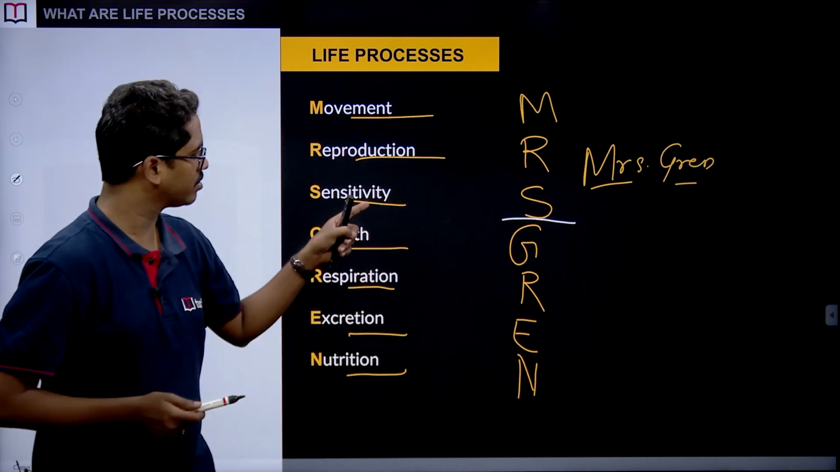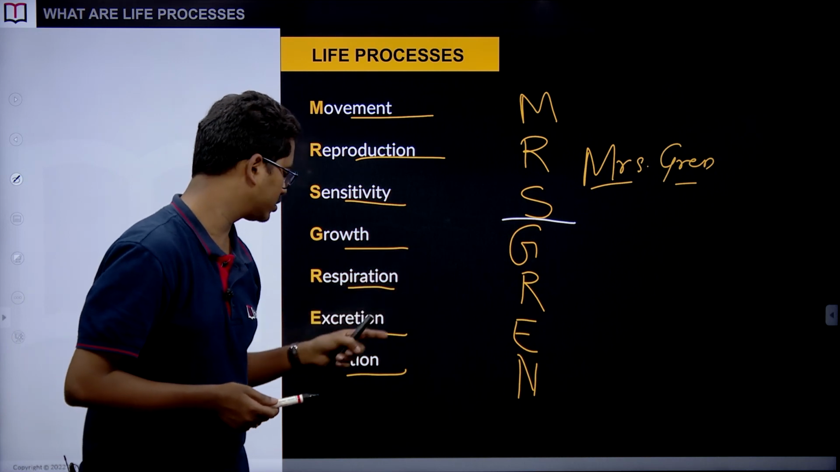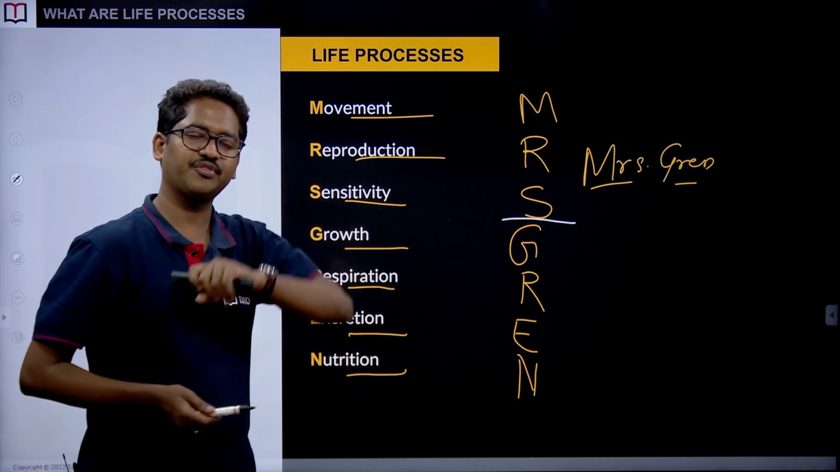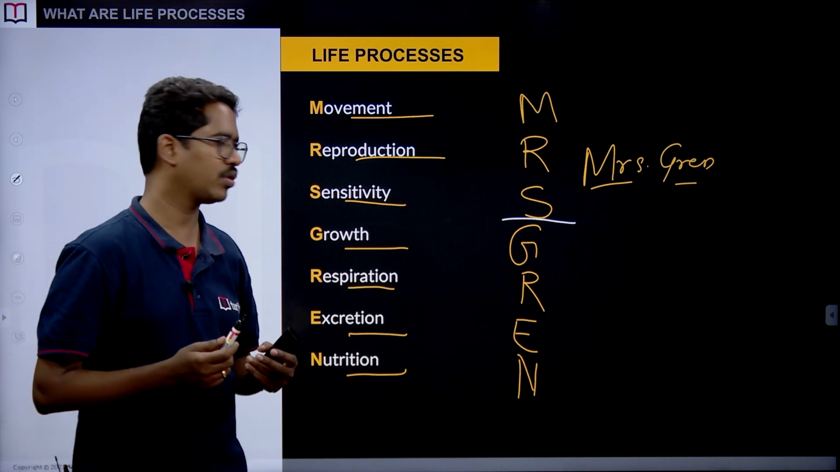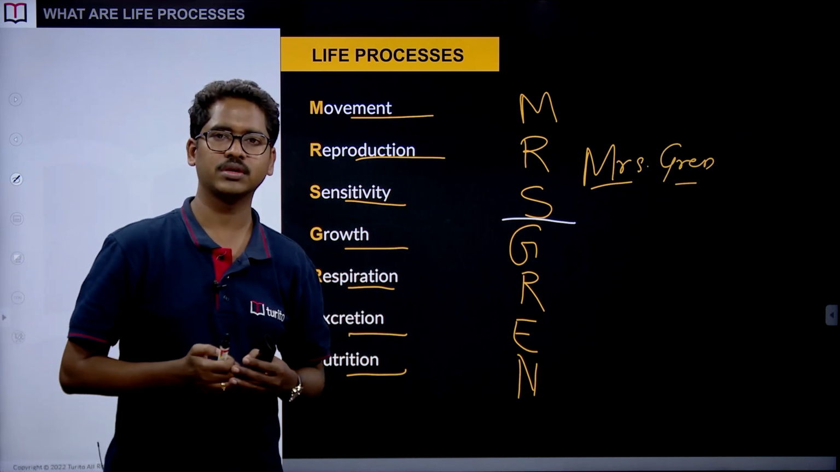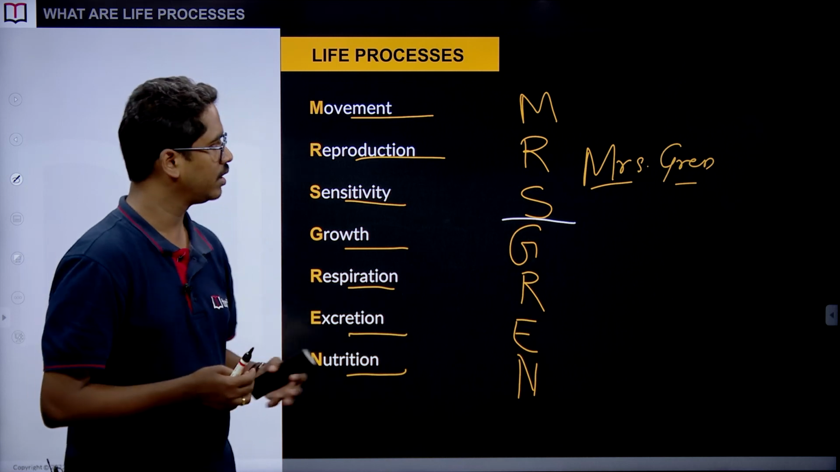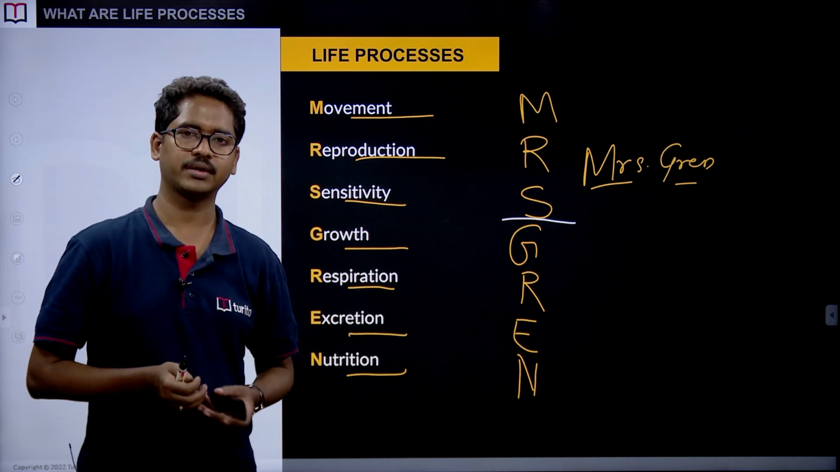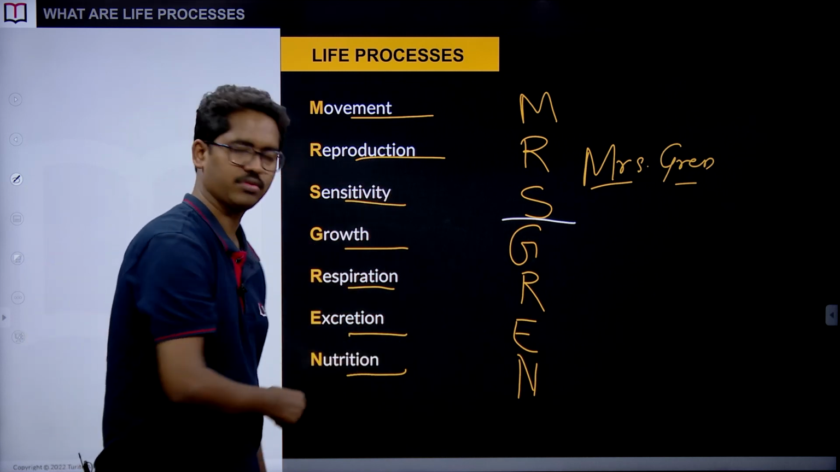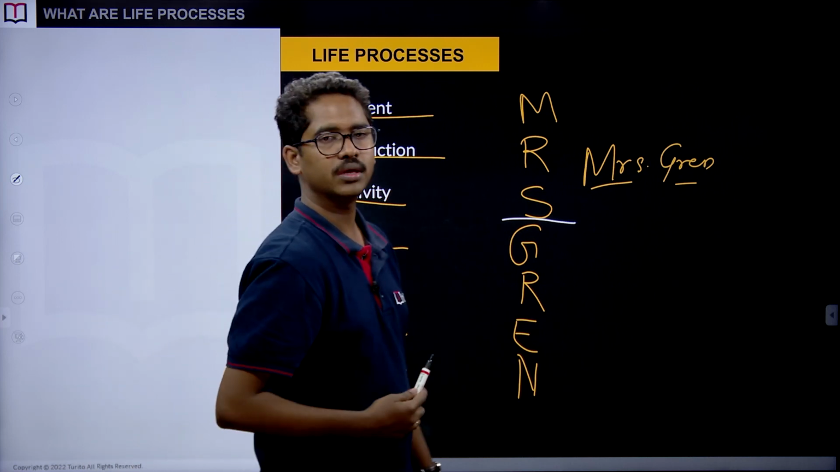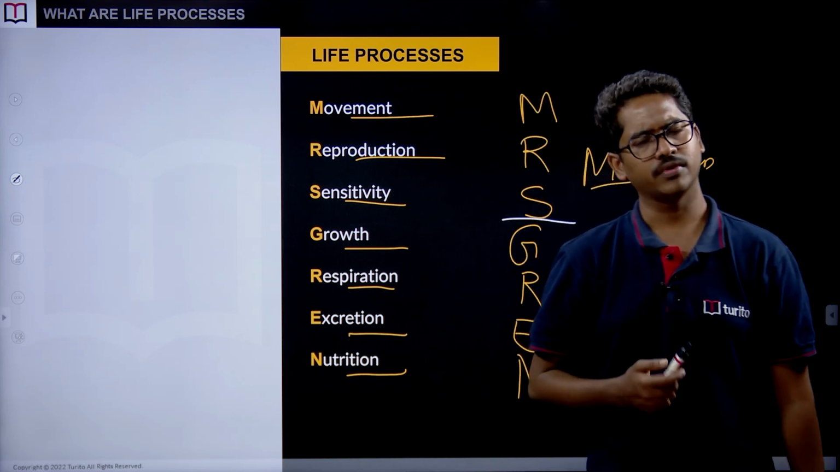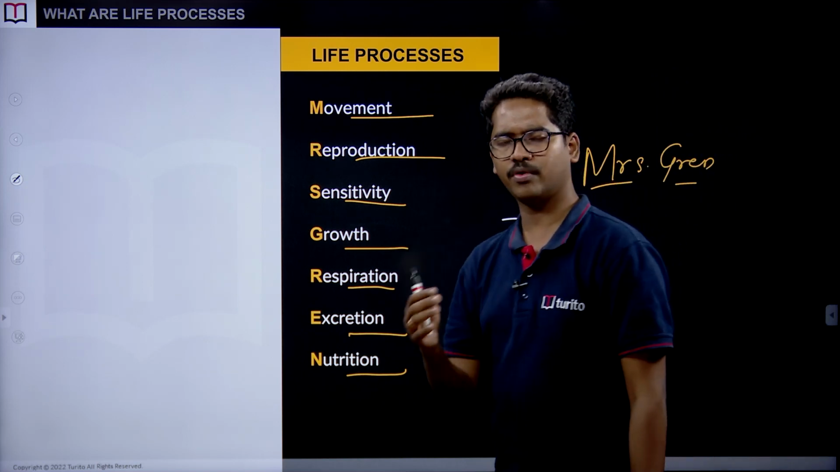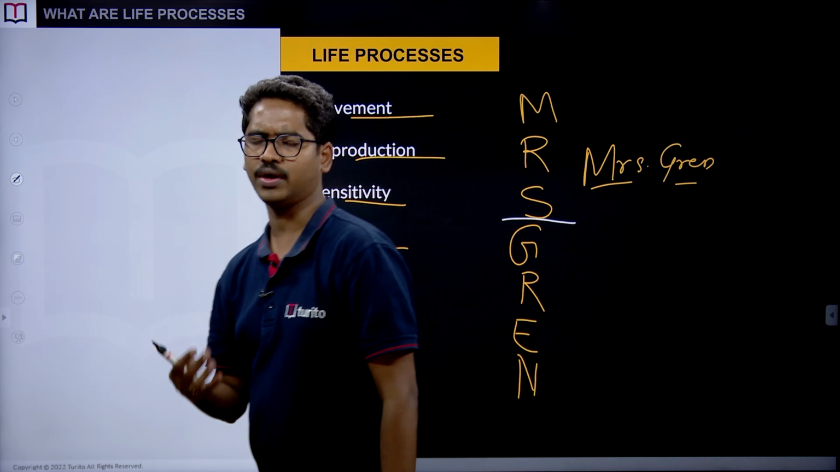she can reproduce, sensitivity, growth, respiration, excretion, nutrition, all these life processes are performed by her. So, how it is happening, so we are going to understand them. So, that is starting with the movement till nutrition, right. So, these are all the life processes performed by you, me, any cat, bat, or any rat you take, any of the organism you think of, they all are performing these things in their own way.